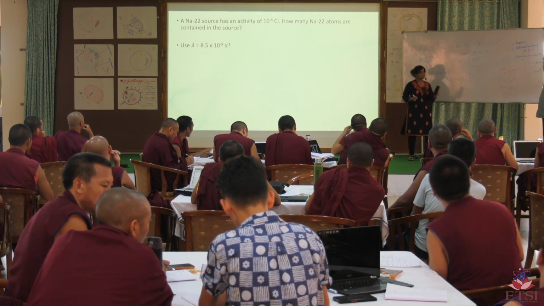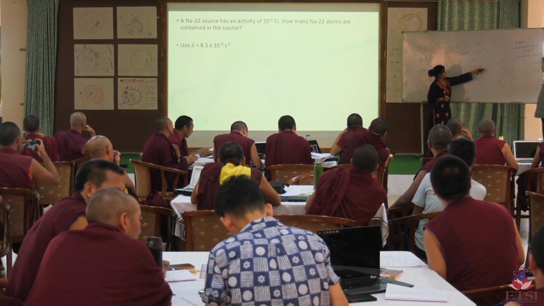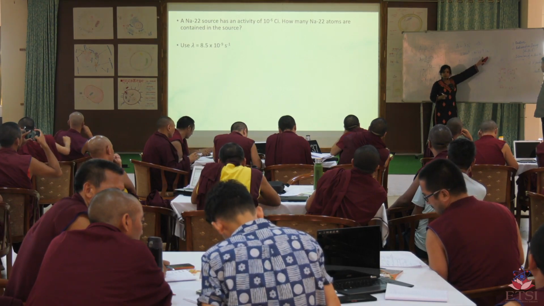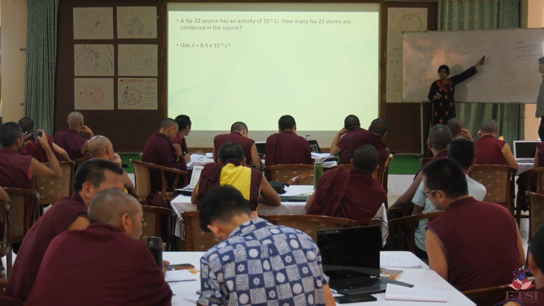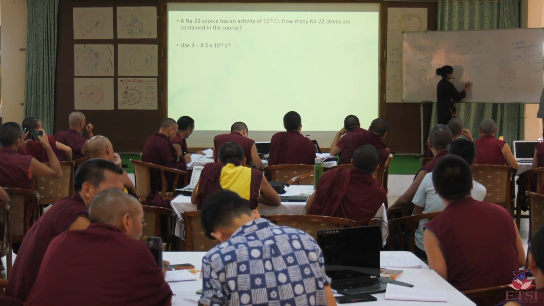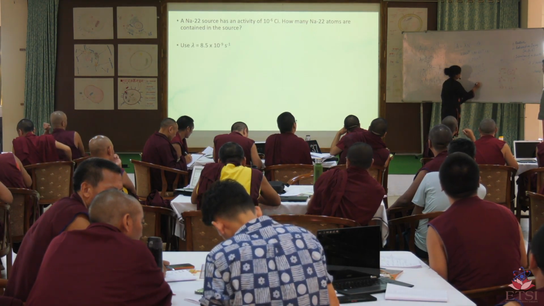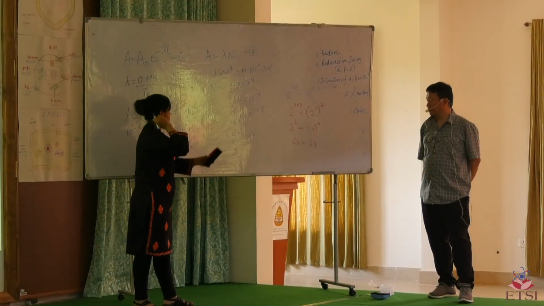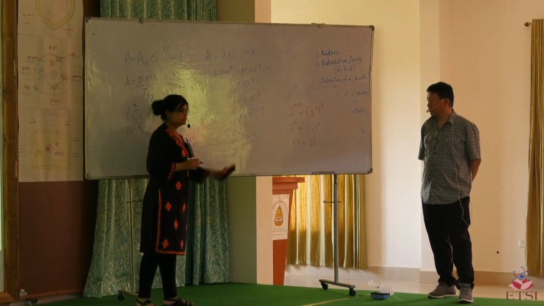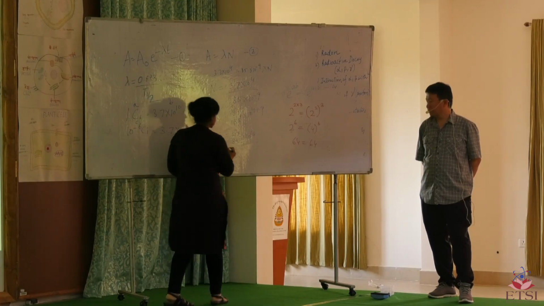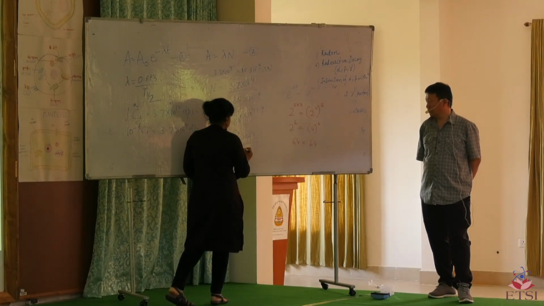Something like that. I'm taking this 10 to the power minus 9 up here, so it becomes plus 9. Right? So what is the value when you divide this by this? 0.4.